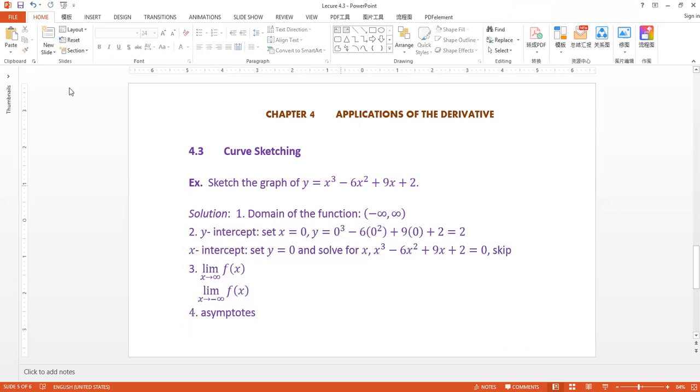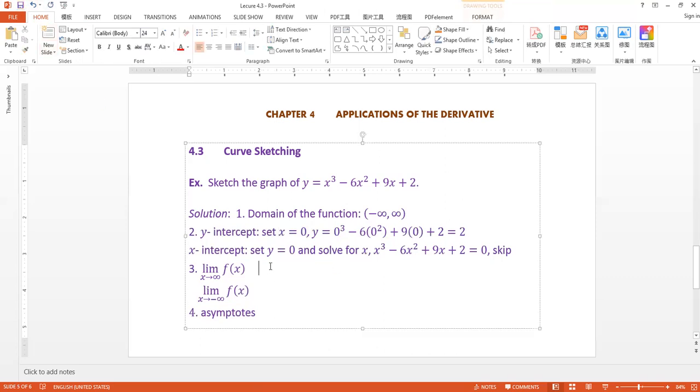So we just skip this step. It's just too complicated. And then the next step is to find the end behavior of the function. So we would like to find the limit of the function to the right and to the left. To do that, we can evaluate the limit of the function at the far right. So that means x approaches infinity.